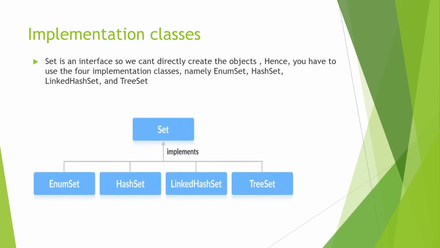Next, the implementation classes. Why do we need them? Set is an interface, right? We cannot create objects for interfaces, so multiple implementation classes are already provided for the set. These are the four: EnumSet, HashSet, LinkedHashSet, and TreeSet. Mainly we will use HashSet because it is fast. We will go through more details about HashSet and LinkedHashSet.